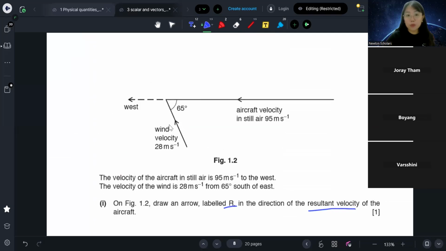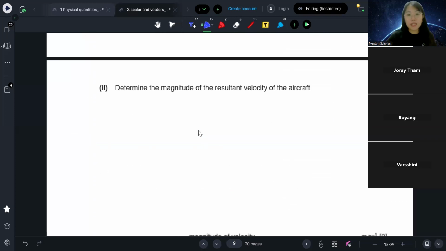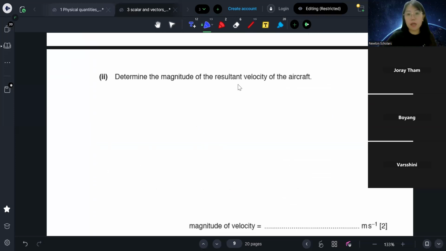So you have to move this in order to follow the triangle method. Because right now it is head to head, and we want head to tail for the triangle method. So you should move this up, and then find the resultant. Then after that, determine the magnitude of the resultant velocity. So basically it's the same as just now. We just practice one more time with a different question. So this one, I leave it for you to try by yourself.